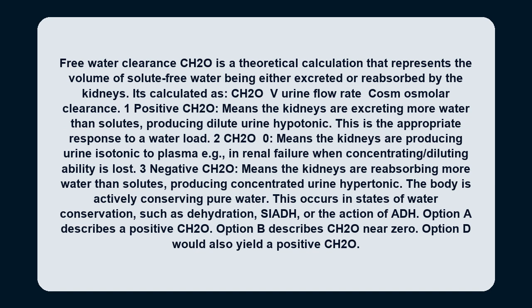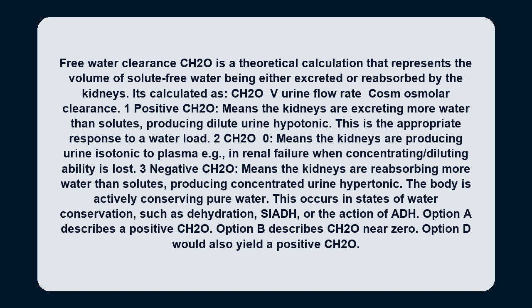It's calculated as CH2O = V (urine flow rate) minus COsm (osmolar clearance). One, positive CH2O means the kidneys are excreting more water than solutes, producing dilute urine (hypotonic). This is the appropriate response to a water load. Two, CH2O near 0 means the kidneys are producing urine isotonic to plasma, e.g., in renal failure when concentrating/diluting ability is lost.